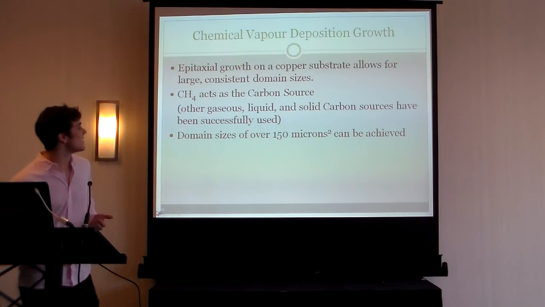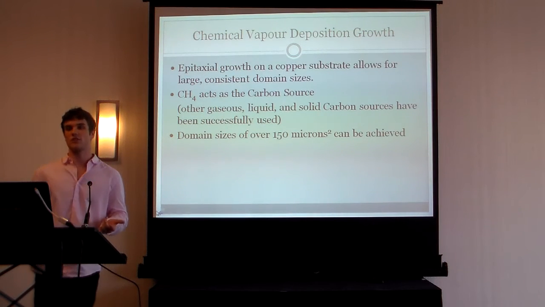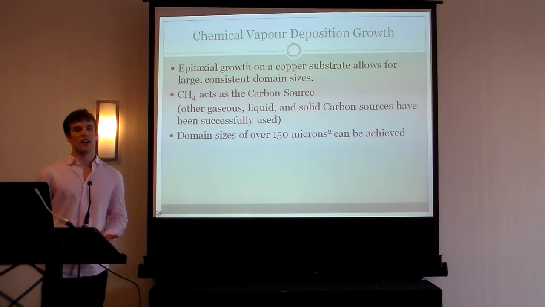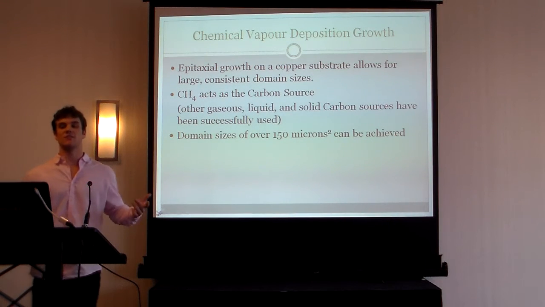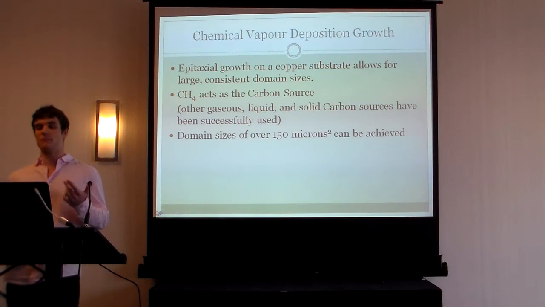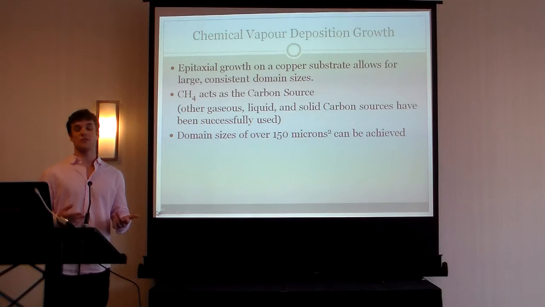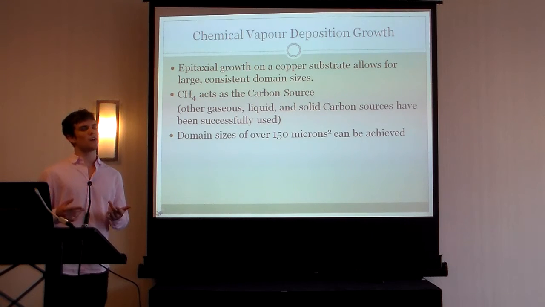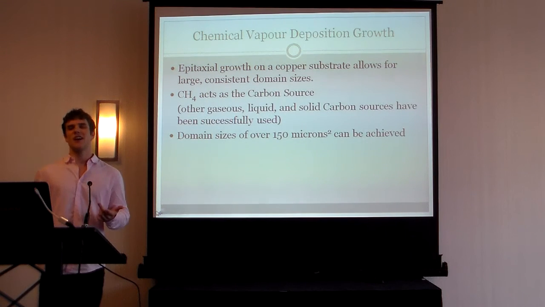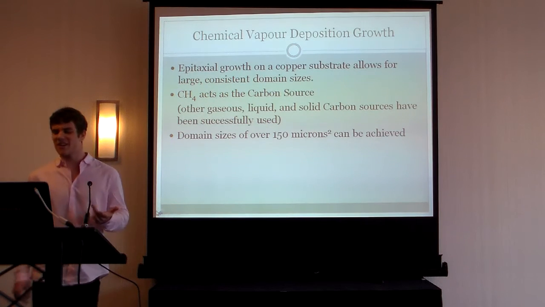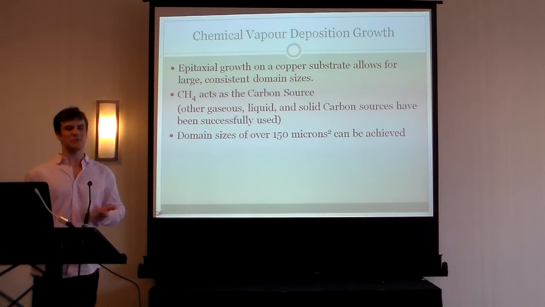So there's a technique called chemical vapor deposition, which is the epitaxial growth of graphene on a copper substrate, which allows for large domain sizes, as large as the copper that you want to put inside your system. I use methane as a carbon source, but many other sources have been used, like ethylene and polystyrene, actually, as well as some really odd ones like Girl Scout cookies and a cockroach leg, oddly enough. But yeah, you can pretty much make graphene out of anything with carbon.